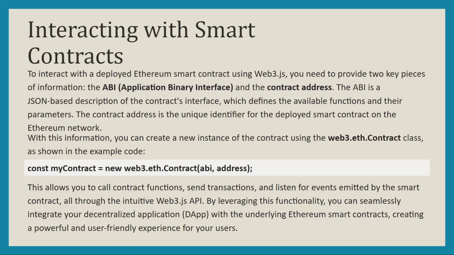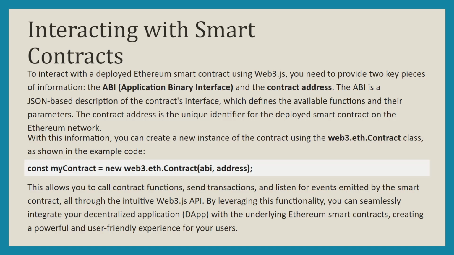So it's kind of a data structure, if that makes sense, right? We have already talked about this in previous videos. The contract address is the unique identifier for the deployed smart contract on the Ethereum network. With this information, you can create a new instance of the contract using the web3.eth.Contract class as shown in the example code. Right? const myContract equals new web3.eth.Contract, and you're specifying the ABI, application binary interface, and the address.